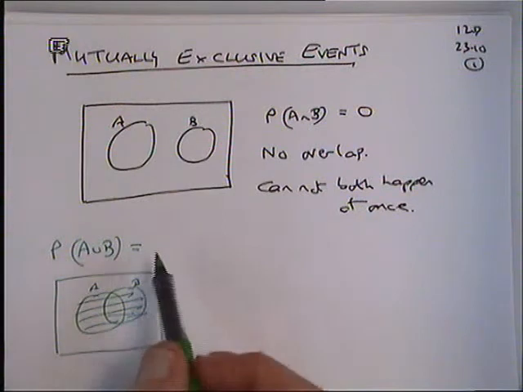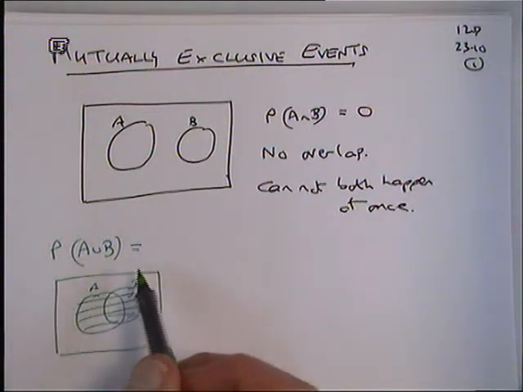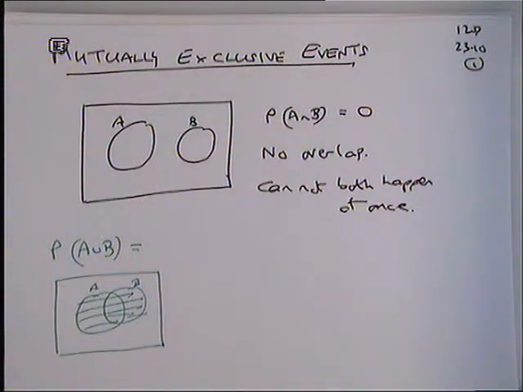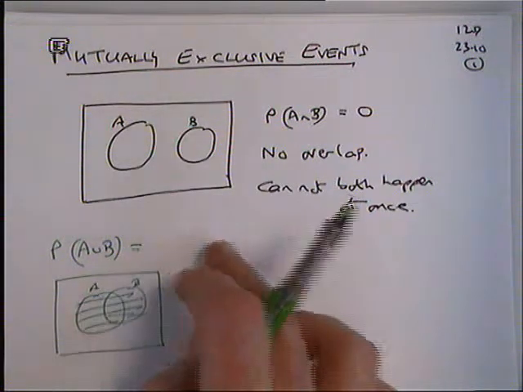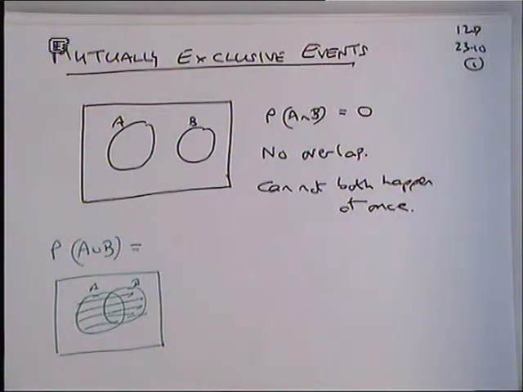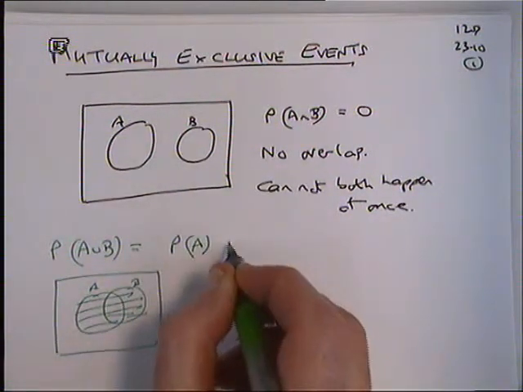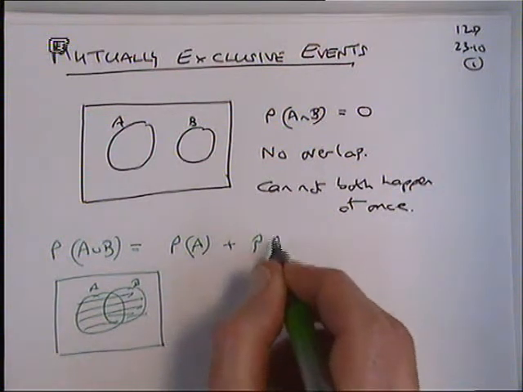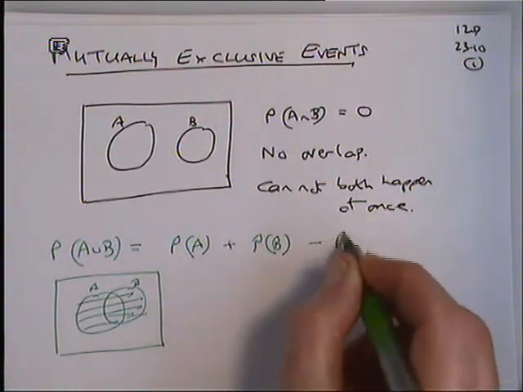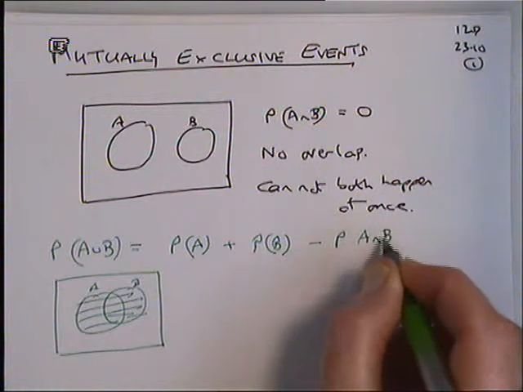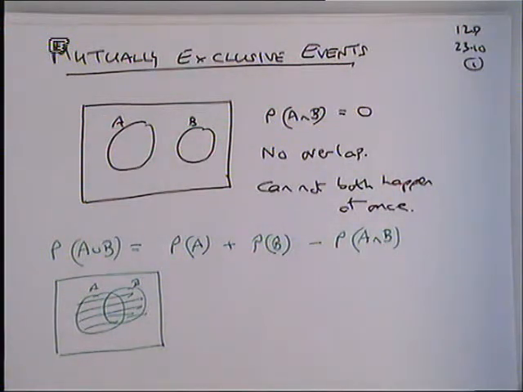Can anybody tell me what the formula was for this A union B from last time? It should have 3 bits on the right hand side. Go on, it starts, yeah, probability of A. Plus the probability of B. Yep. Take away the probability of A and B. Yeah, A intersection B. That's right. Okay. That's what we had last time.